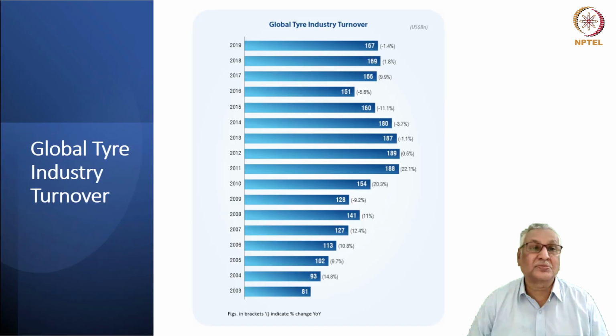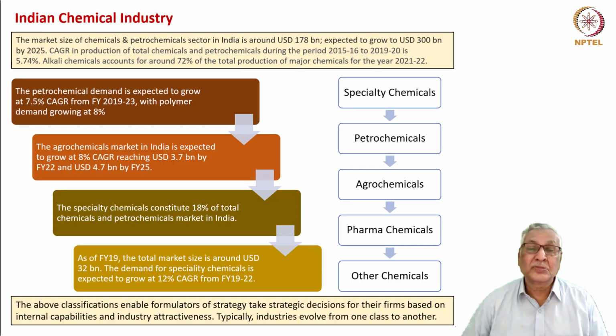Within the global tire industry turnover, you can see that there have been periods of high growth, and there also have been periods of decline and again rejuvenation of the growth. As far as the Indian industry is concerned, the expectation is that the tire industry will continue to have a forward-looking growth direction. Let's look at another industry, the chemical industry.